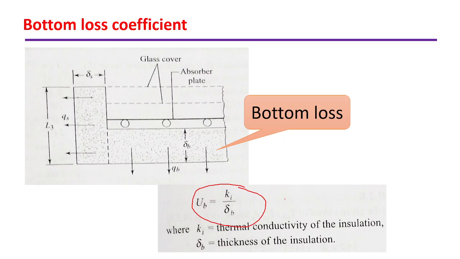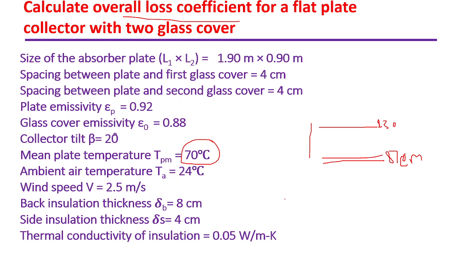Delta B is 70 degrees, given in the question. No, again, see carefully: 70 degrees centigrade is the mean temperature of the absorber plate. It is that, and when we have to calculate the loss coefficient, we have to look at that part only.